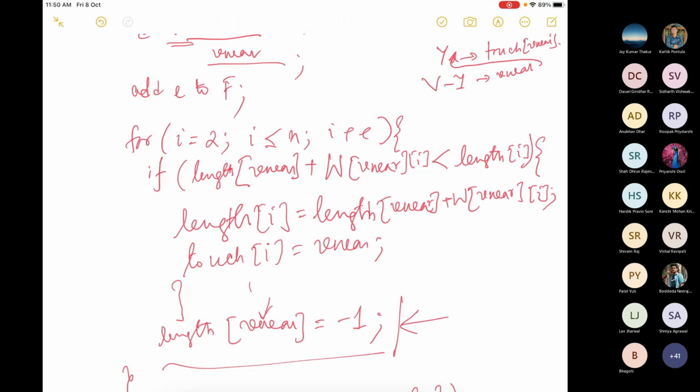Sir, if we do this, then how will we remember all the shortest path lengths from 1 to any vertex? If we update all to -1, then... No, sir, we are not updating all. We are already constructing F here. So from that F we'll have to get it back. Yeah, from F we will retrieve the shortest path. We don't need this anymore.